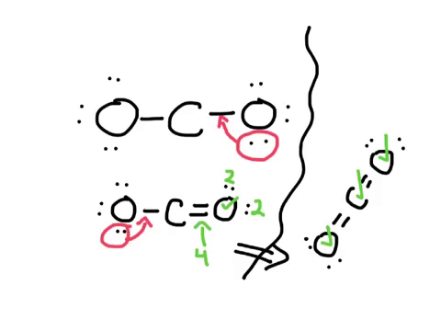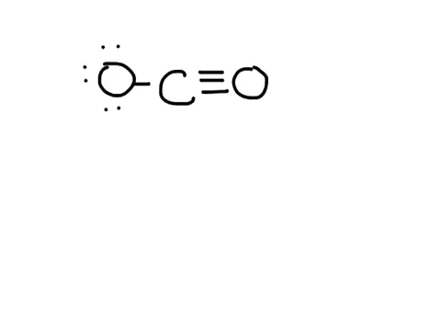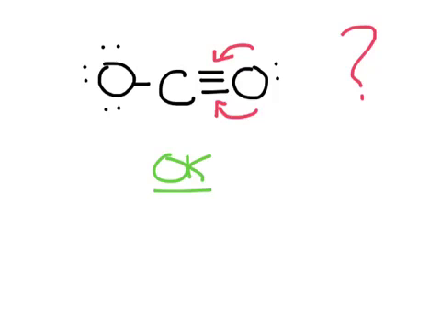Now, here's a question that people ask. They're like, well, wait a minute. What if I did this? Oh my gosh, look at this. What if I decided to kick 2 pairs of electrons in on one side, so these came in, and I didn't do any on the left side? Would that be wrong? Okay, answer is, it's okay. All right, this is what we call a resonance structure.